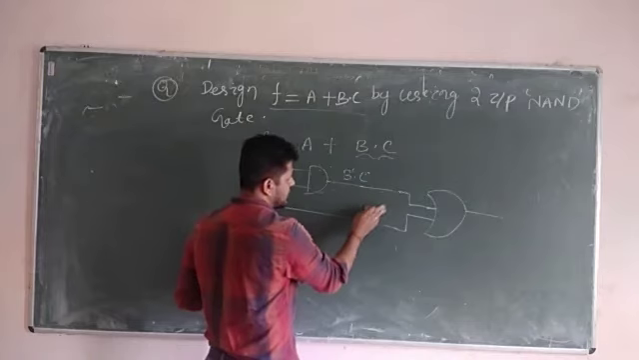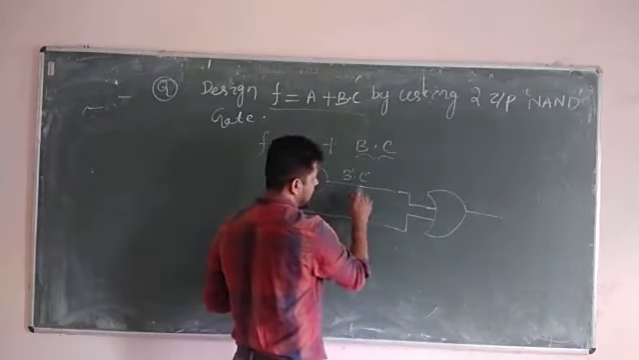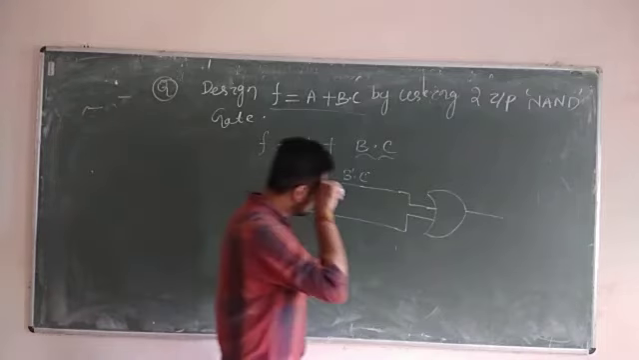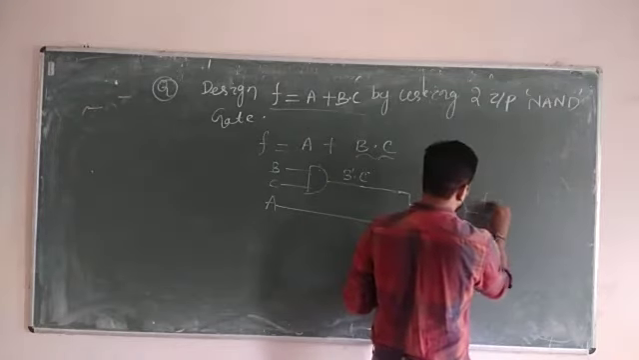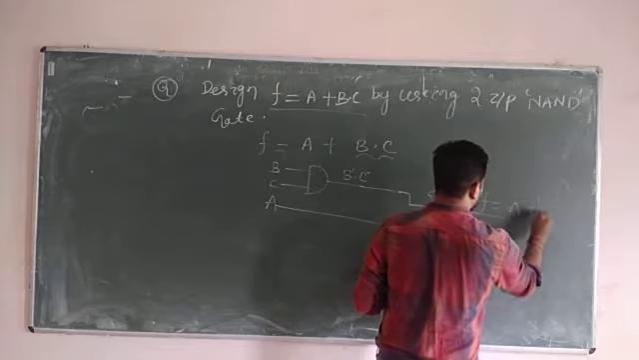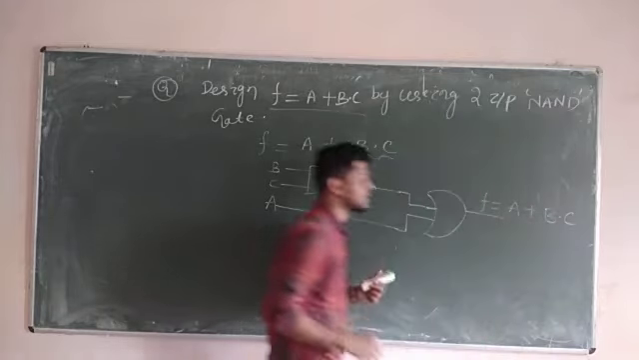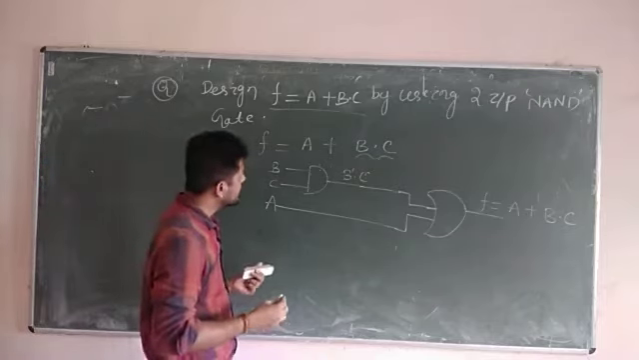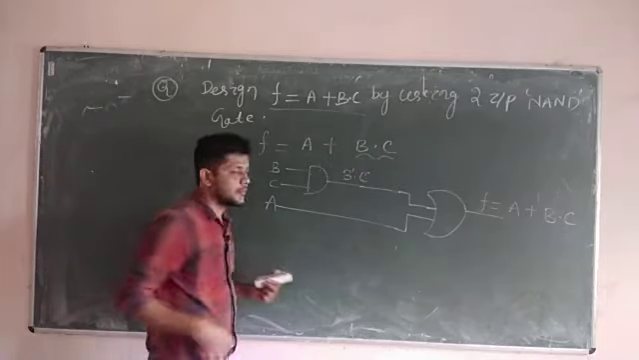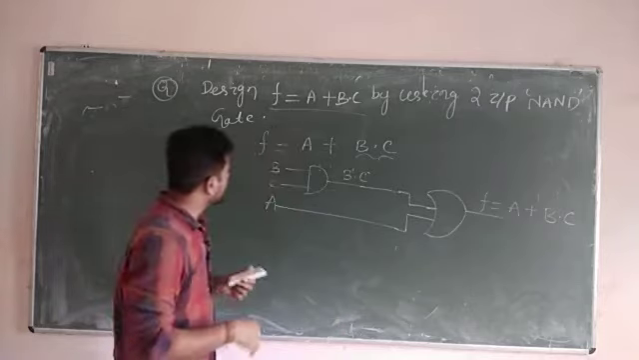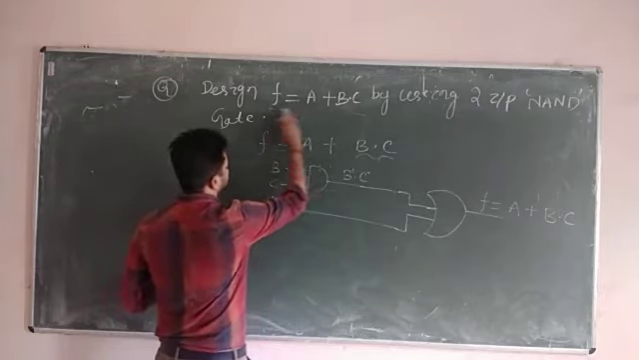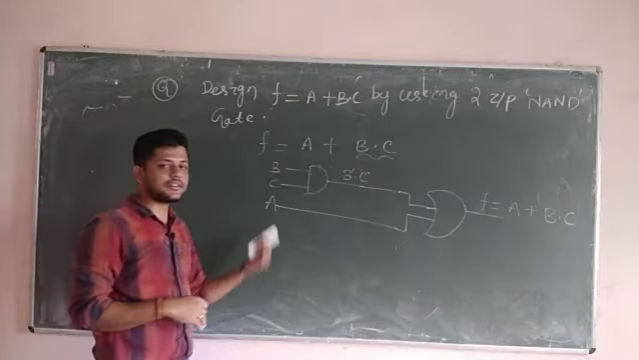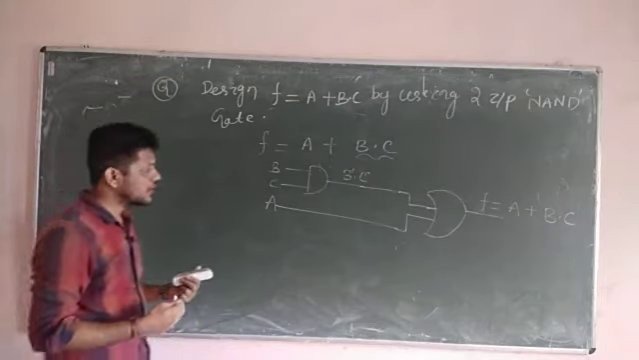I am applying one input to this OR gate as B and C, and the other input is directly applied, which is A. Hence the output of this gate is F is equal to A or B and C. So this is the basic. By using basic gates you can implement this logic, but the question is to design this function by using NAND gates. So next I am going to implement this expression with the help of NAND gates.